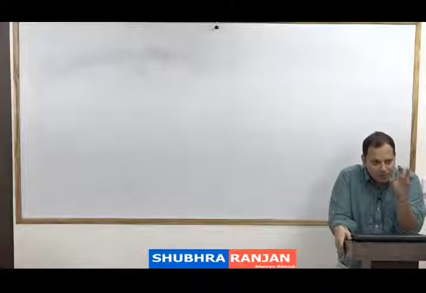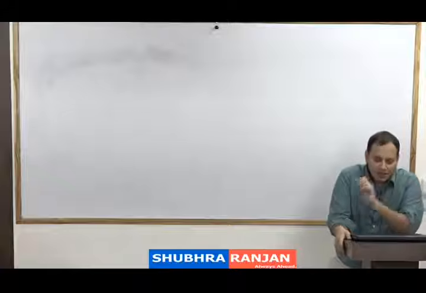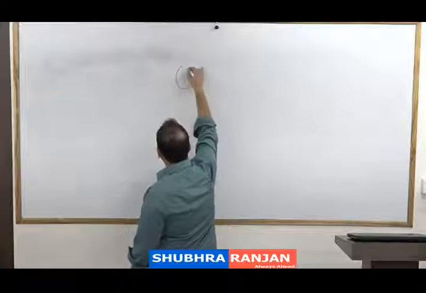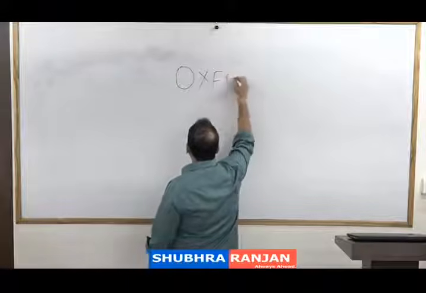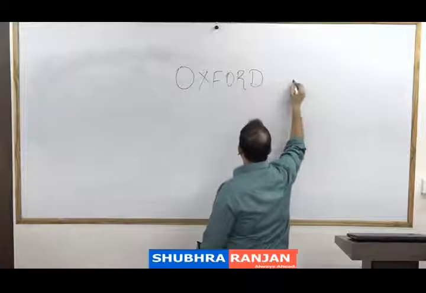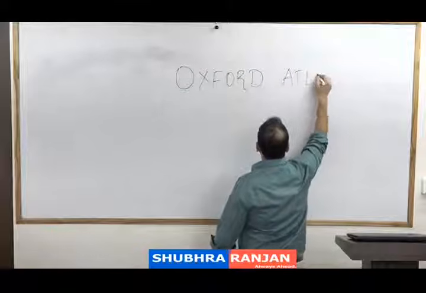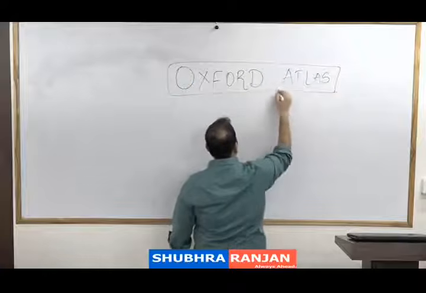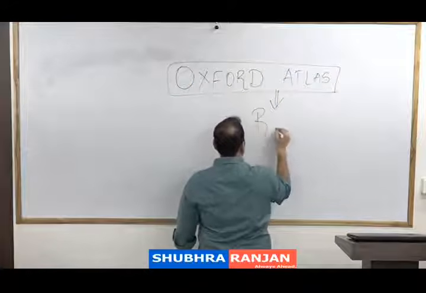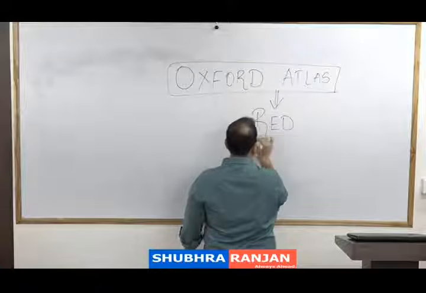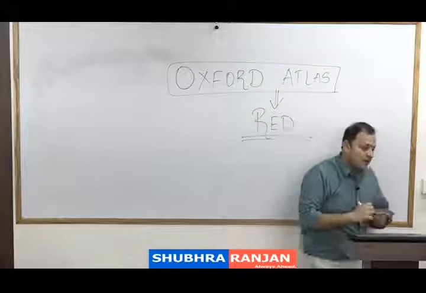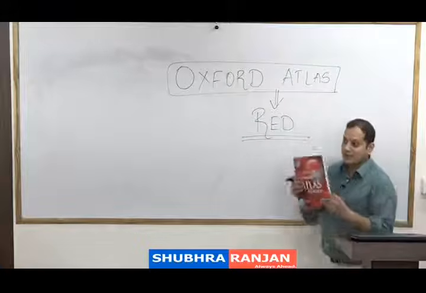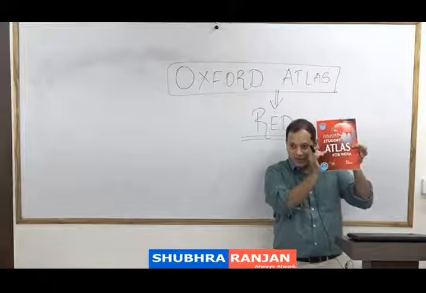Now, one message we forgot to give you yesterday, that you should be buying an Oxford atlas whenever you come to the geography class. So from tomorrow's class, you should be carrying the Oxford Atlas, which is red in color. There are two types of atlas, that is, one is the Oxford School Atlas, the other is the Oxford Student Atlas. I want you to buy the Oxford Student Atlas, not the School Atlas.